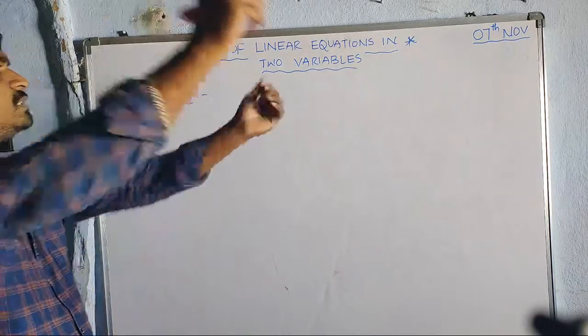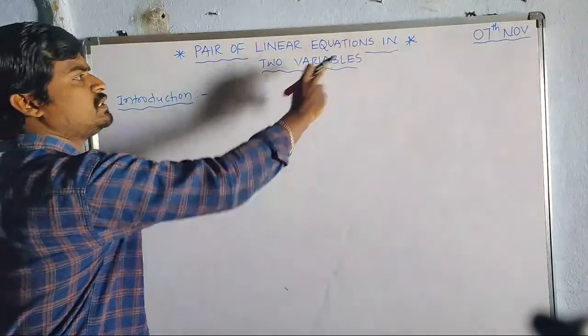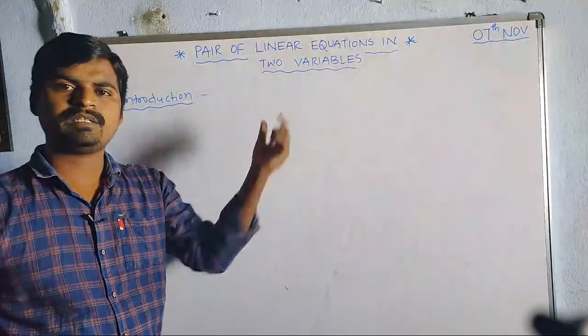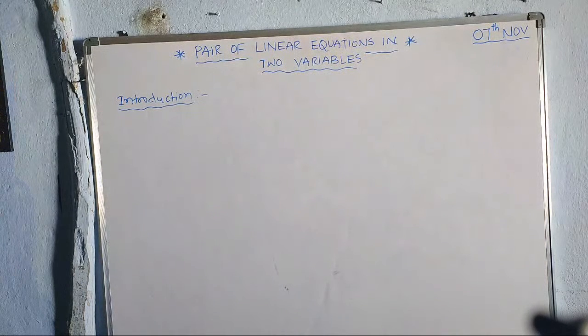Friends, first, pair of linear equations in two variables. It is the fourth chapter in 10th class. So friends, here you observe carefully.